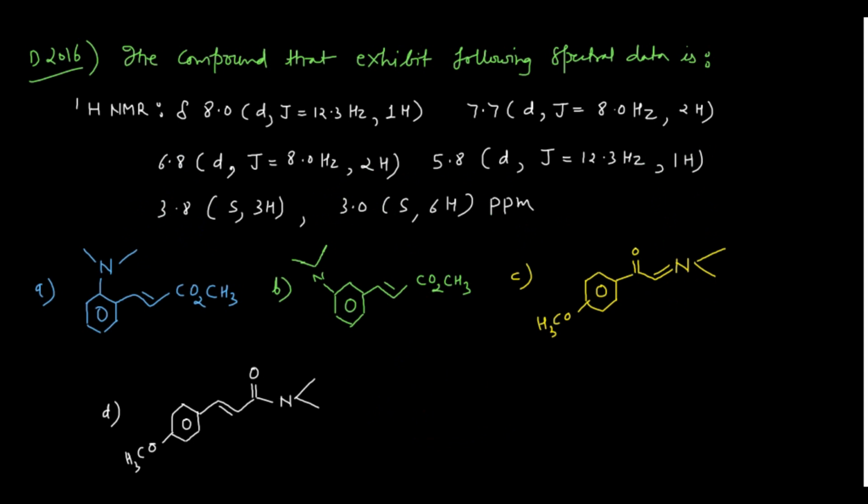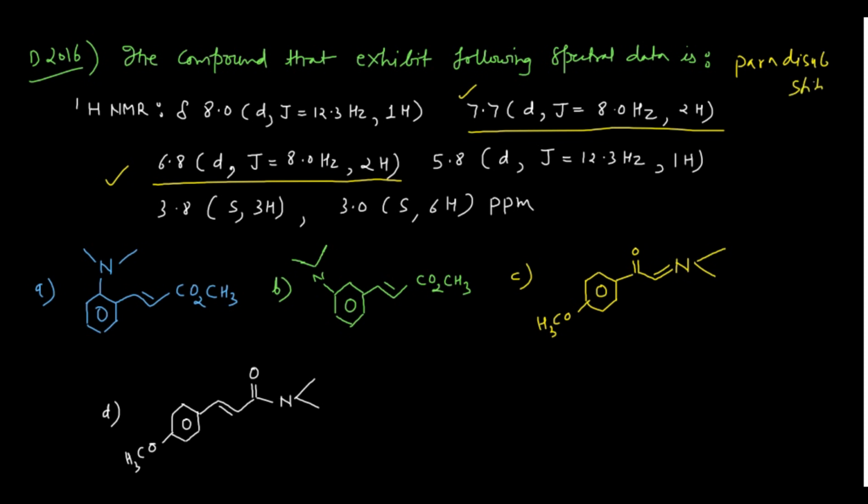So the compound that exhibit the following spectral data, this is Proton NMR. Signal at 8.0, which is a doublet having the coupling constant of 12.3, and this is the one proton doublet. Please remember, it is a one proton doublet. 7.7, it is a doublet, 2 proton. 6.8, it is a doublet of 2 proton. Guys, this is the very important one. In the previous question I already told you, whenever you have the substituted benzene and you are getting 2 doublets of the 2 protons at different location, it shows the para-di substitution.